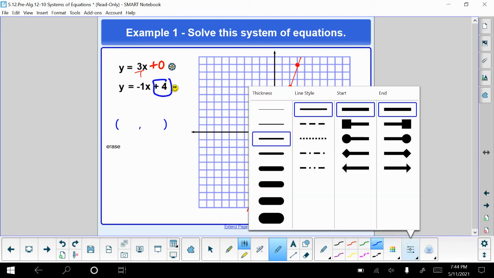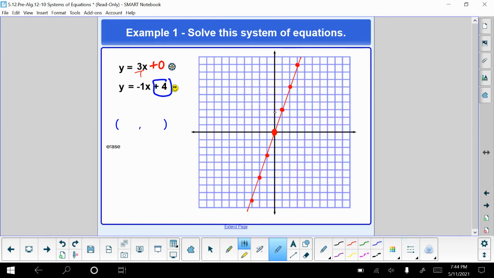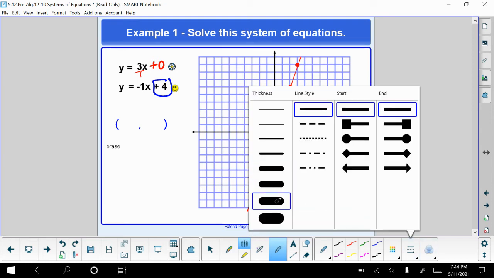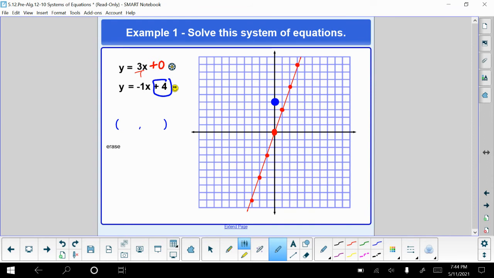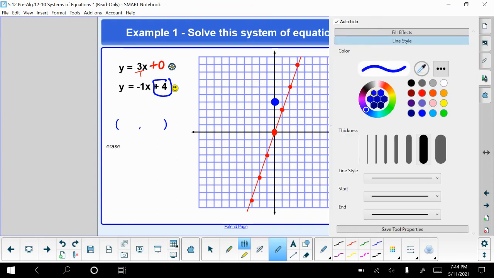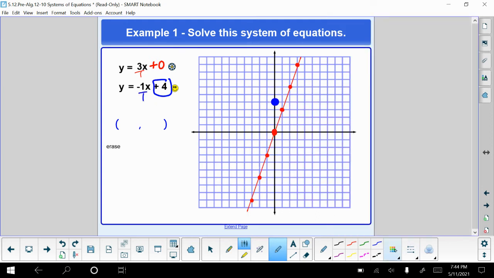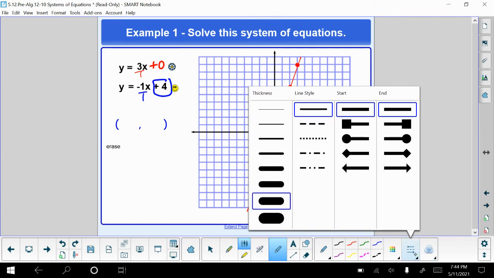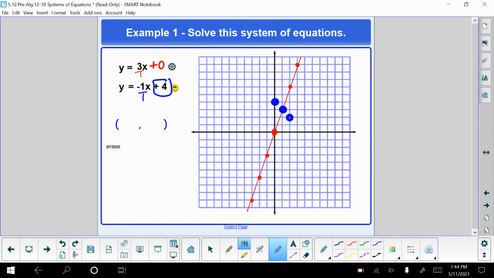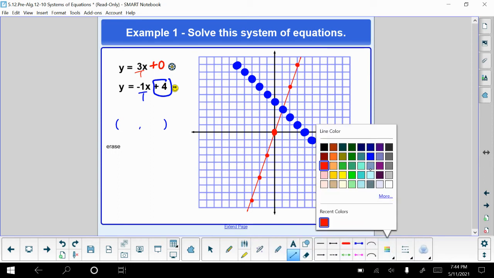Y-intercept, positive 4. Up 1, up 2, up 3, and up 4. All right. Now, no, that's too big. Oh well. Negative 1 is the slope. Let's make it negative 1 to 1, shall we? And therefore, we're going to go down 1 and right 1, and down 1 and right 1, and down 1 and right 1, and so on. Or we could always go up 1 and left 1, after all. Opposite of a positive, still a negative. And we'll draw ourselves a nice little line.